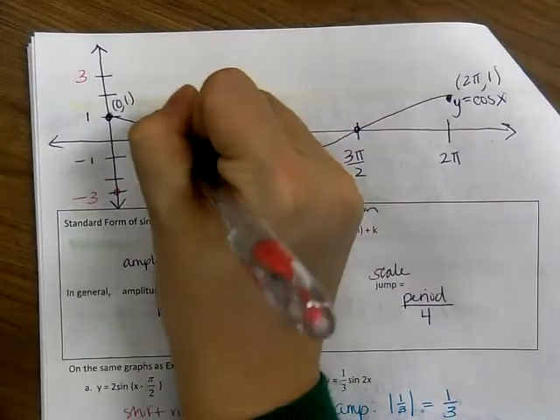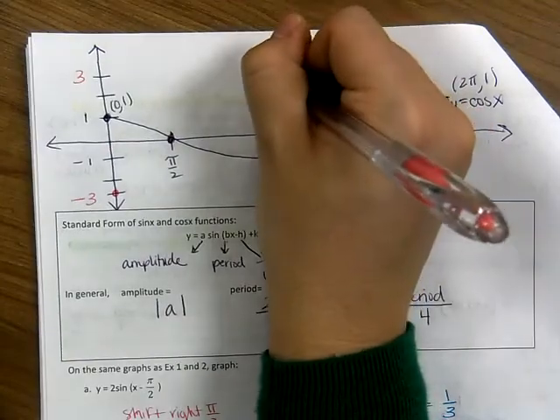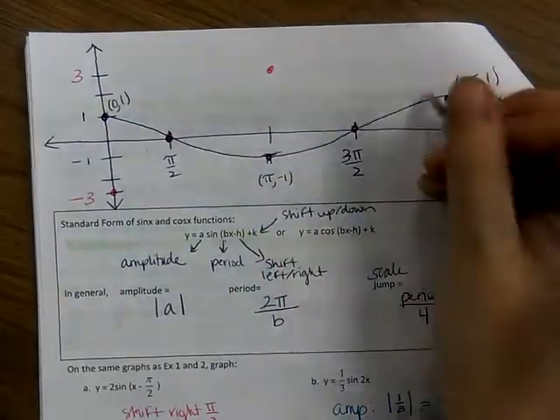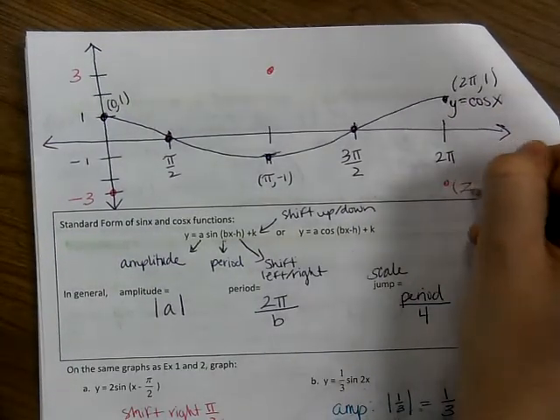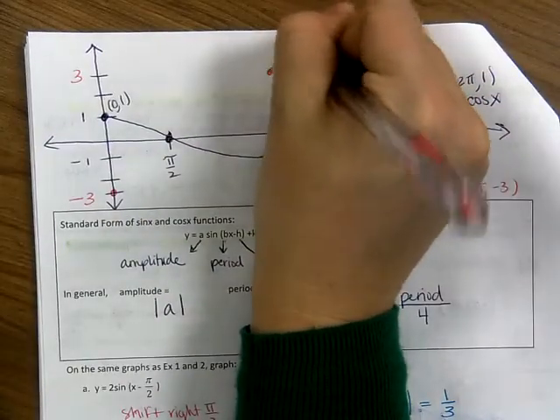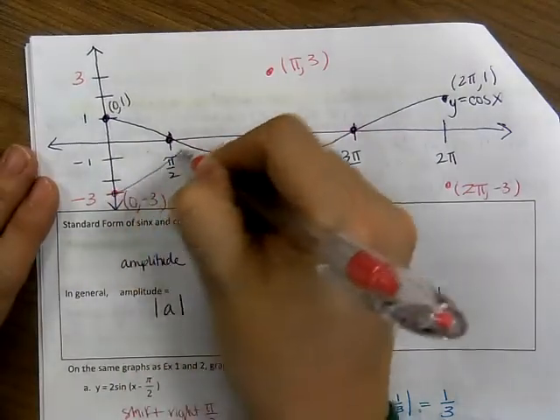All of those intercepts will stay the same, but where we had a minimum before, we now have to have a maximum. Intercept stays the same, and then that maximum becomes a minimum. And you want to label all of those max and min points. And then draw on your curve.